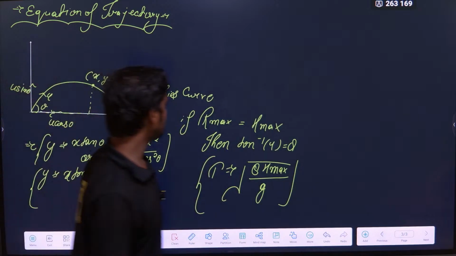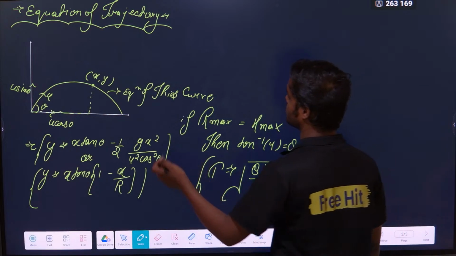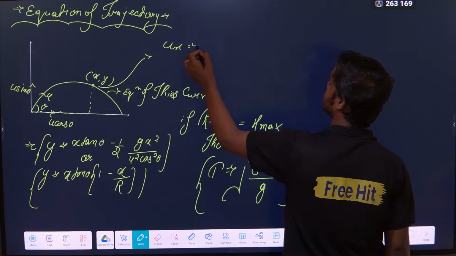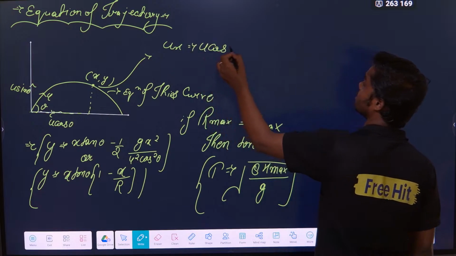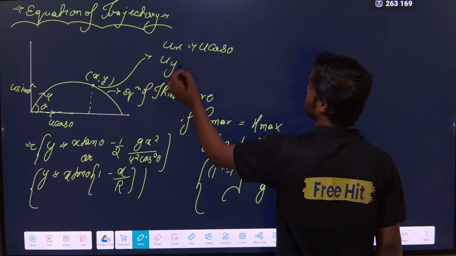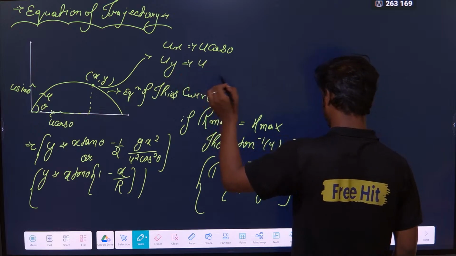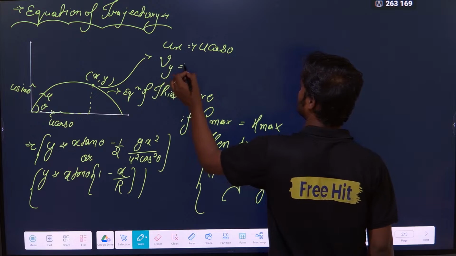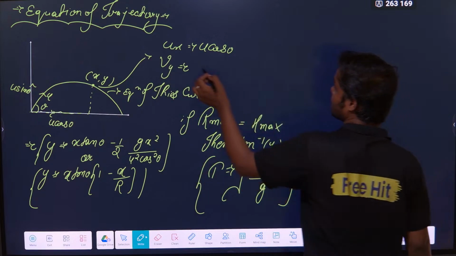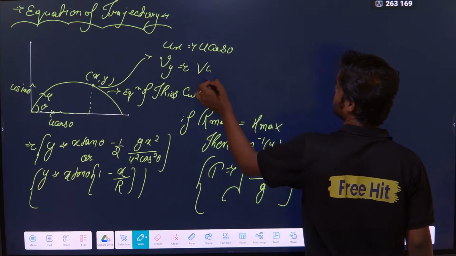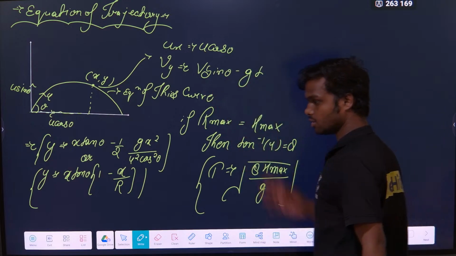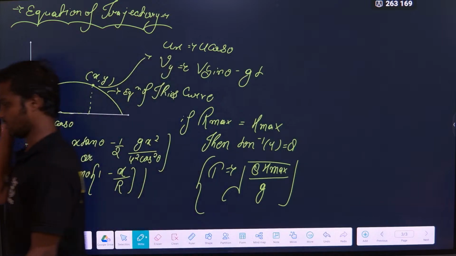See, at any instant, suppose I want to ask you the velocity at this point, I ask you what is the velocity in x. So velocity in x will be, no doubt, u cos theta only. But what is the velocity in y? If I ask you, then what will you write? You will write u sin theta minus g into t. That is the equation you will write for the velocity in y.